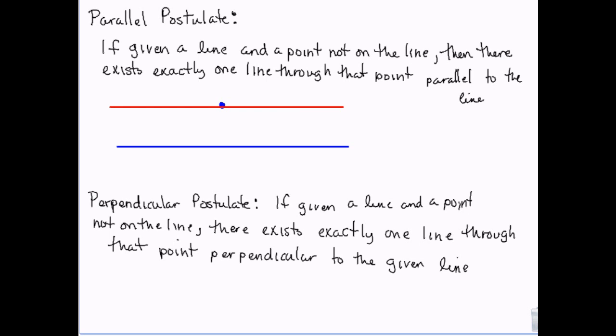Okay, so the perpendicular postulate is very similar. It says if I'm given a line, so we'll still keep our same line, blue, and I'm given a point that's not on the line, then there is exactly one line through that point that's going to be perpendicular to that given line. Only one.